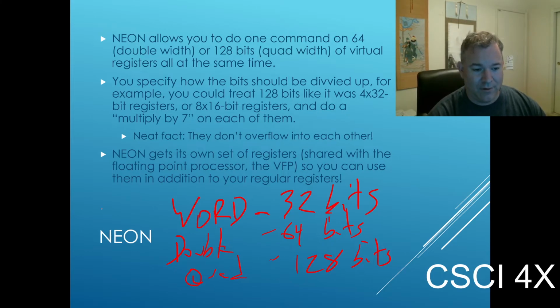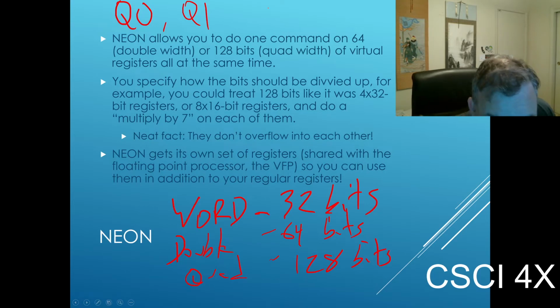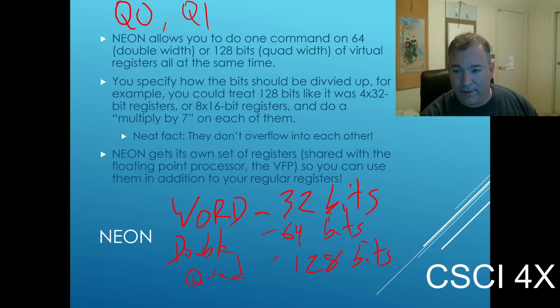There are registers called Q0 and Q1. These are quad word registers. They're 128 bits wide. And they're only found on ARM processors that have Neon on them, which is not all of them, but our Raspberry Pis do, so cool. And so what you can do is you can actually treat one of these 128-bit registers, and this works just like how the Cray worked, as if the 128 bits were 4 different registers. So one quad word register can actually work as if it was 4 different ints.